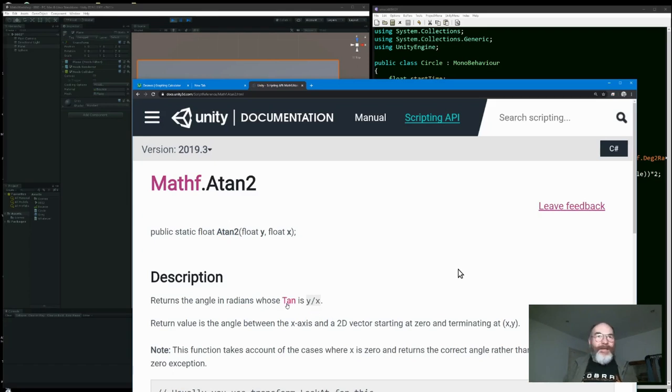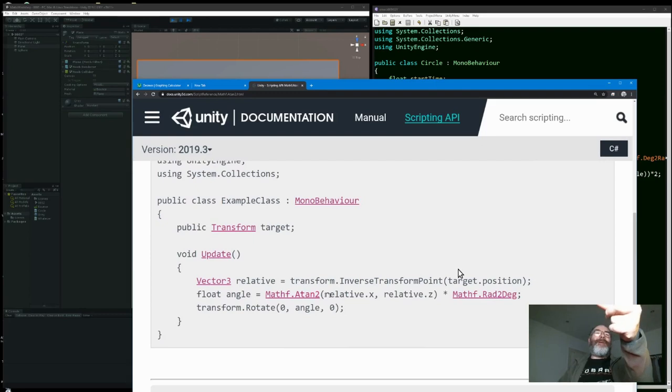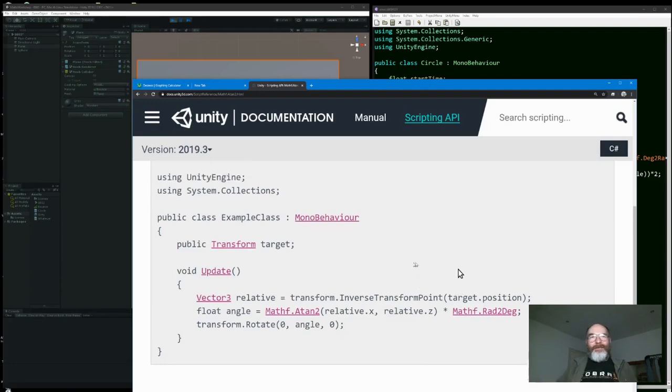Public static float Atan2, float y, float x. Oh, wait a minute, that's got to be a typo, hasn't it? I mean, that's clearly a typo. You kind of look down here and you can see, look, here they said x, z. Well, I know it's z, but not y, but that's because they probably were doing the same thing that I was doing with the xz instead of xy thing.